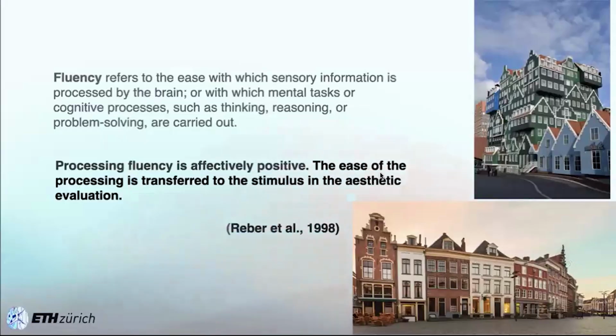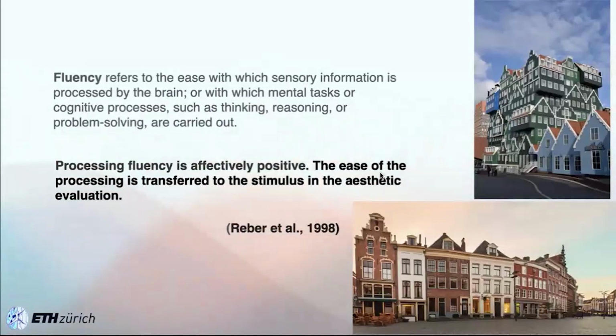So moving on from this idea of symmetry, we can also talk a little bit about fluency, which is written about at length in the empirical aesthetics world. Fluency refers to the ease with which sensory information is processed by the brain, or with which mental tasks or cognitive processes, such as thinking, reasoning, or problem solving, are carried out. And processing fluency is a good thing. People like processing fluency. Processing fluency leads to much more satisfying aesthetic experiences.